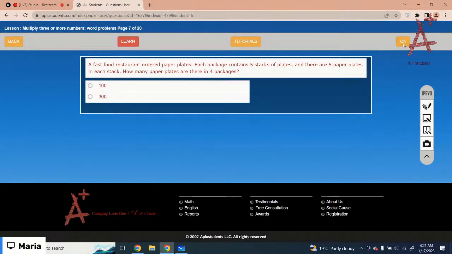A fast food restaurant ordered paper plates. Each package contained 5 stacks of plates, and there are 5 paper plates in each stack. How many paper plates are there in 4 packages? So you have to do 5 times 5 times 4. Got it?